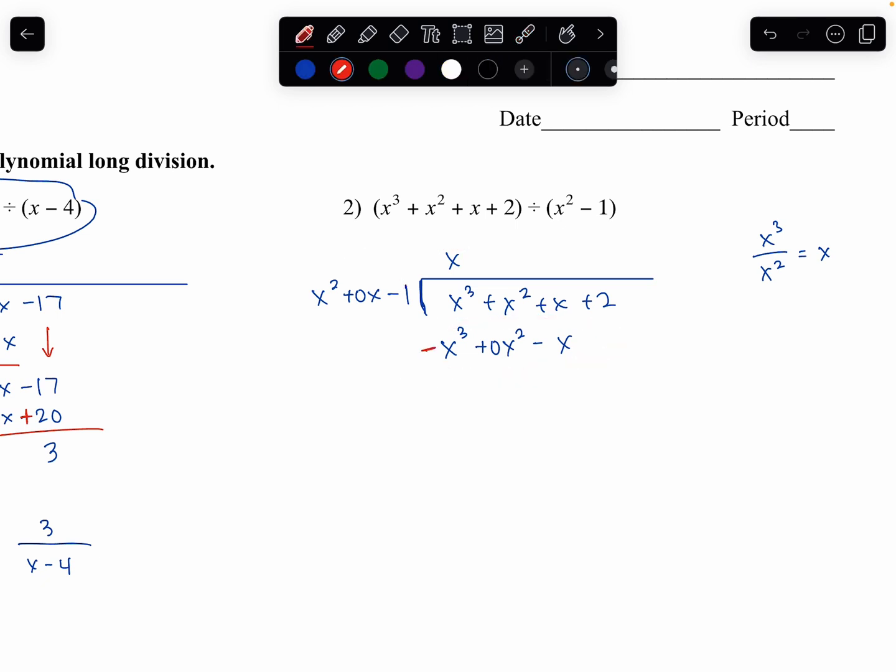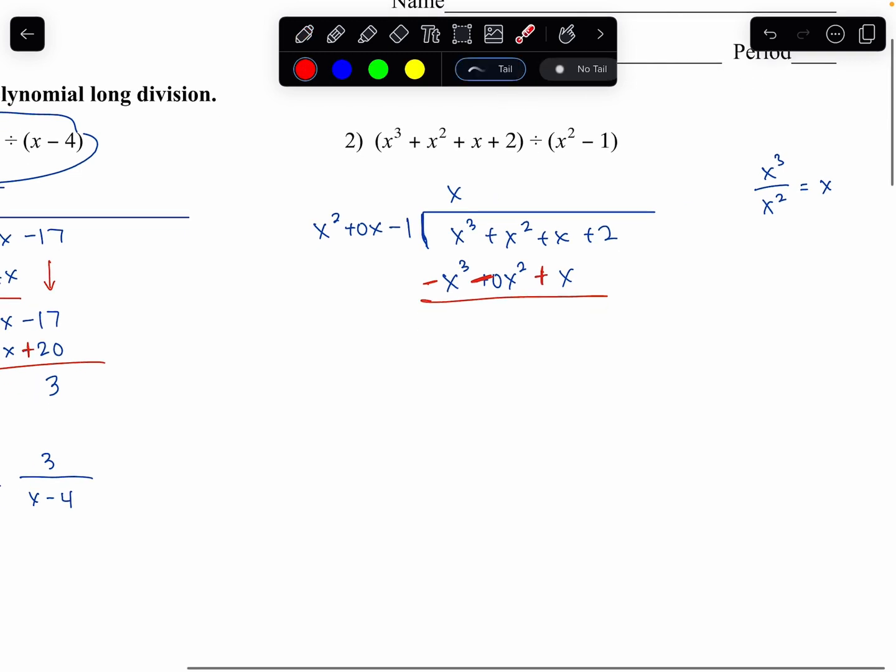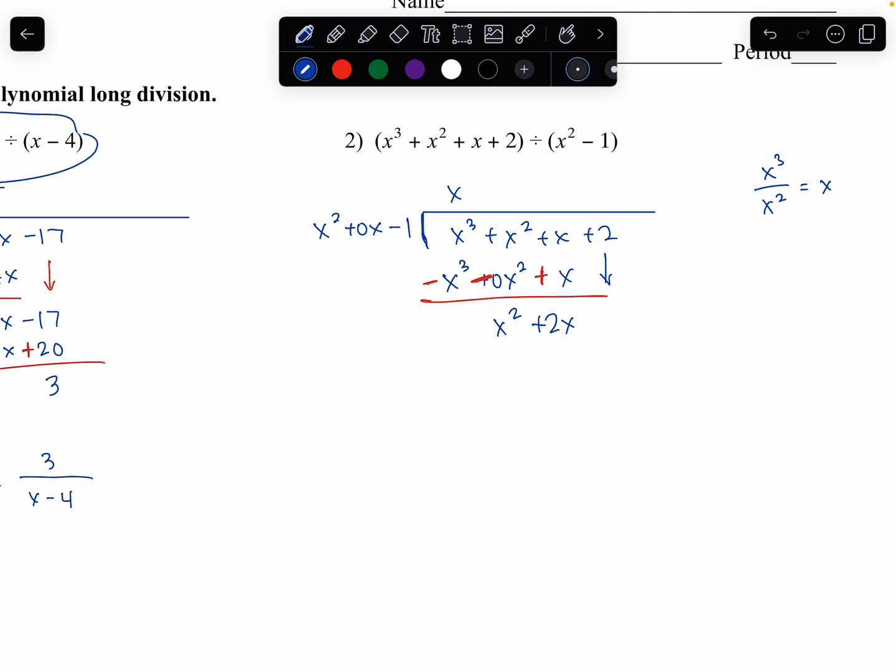So I'm going to flip the signs. It doesn't really matter here because you can't really add or subtract 0, but just to be consistent, and then that's going to be plus, and then I'm going to add these together. So I get x to the third minus x cubed, that's 0. And I get 1x squared minus 0x squared, that's still just going to be x squared. And then plus x, that's going to be plus 2x. So I divided, I multiplied, subtracted. Next is to bring down any terms that I didn't use, so that's this plus 2 right here. So I'm going to bring that down.